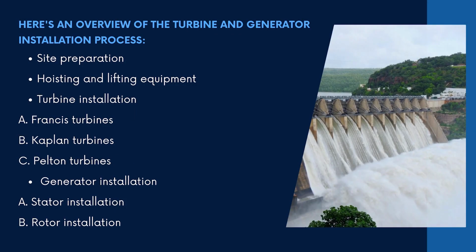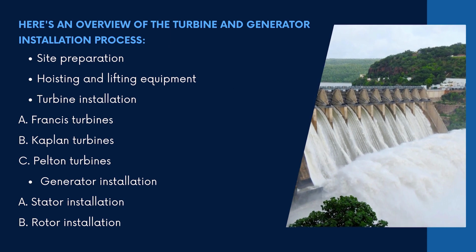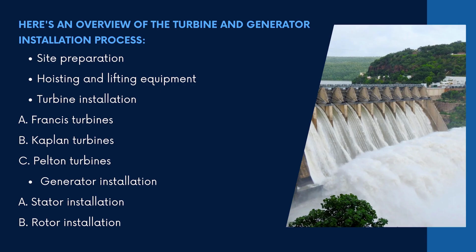So, before going further, let me give you a brief overview of the turbine and generator installation process. First one will be site preparation. Before installing the turbine and the generator, the construction site must be adequately prepared. This involves ensuring a stable foundation for the powerhouse or turbine hall and providing access for heavy equipment needed for installation. Then comes hoisting and lifting equipment.